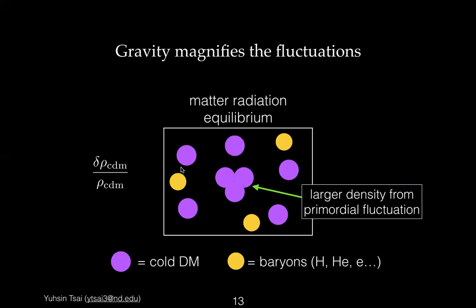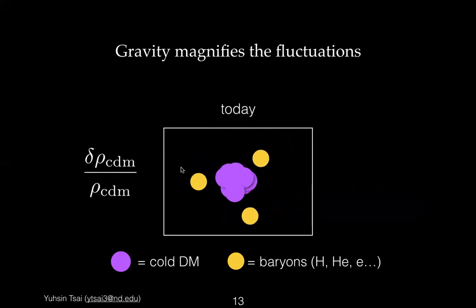The way that the structure forms simply comes from Newtonian physics. During the matter radiation equality time, a location in the universe that has a slightly larger density of dark matter particles due to primordial fluctuation will attract more and more dark matter particles and baryons to fall into the same location, and that's how we build up the structures.